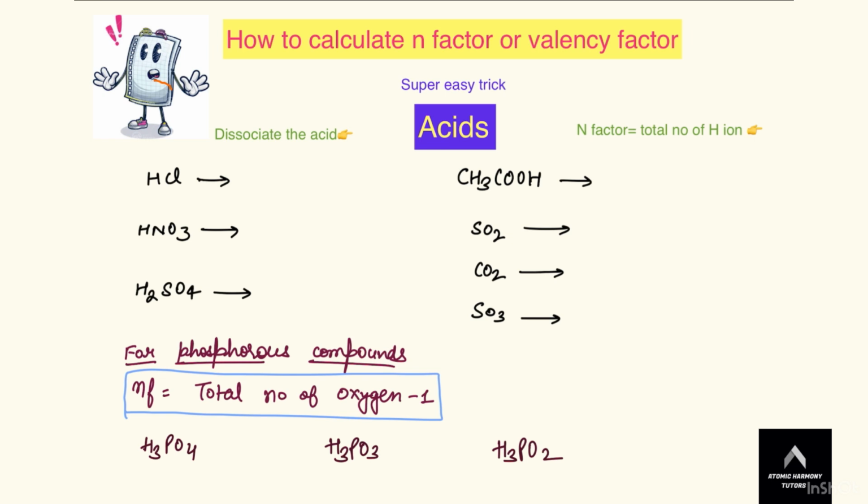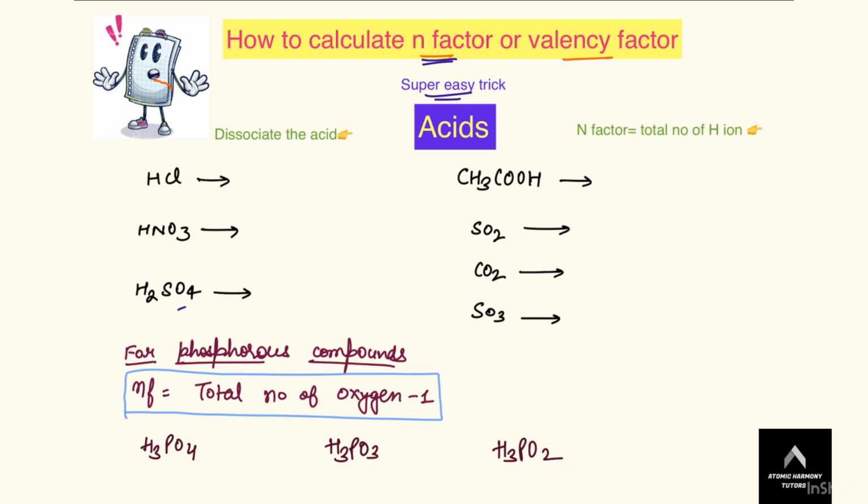So our today's class is about how to calculate the n factor or valency factor. You know very well that in the calculation of normality, molarity or Van 't Hoff factor, there is a requirement for calculation of the n factor of that compound. Students face great difficulty figuring out what the n factor is for NaCl, HNO3, H2SO4. So in today's class, we will discuss how to calculate the n factor with a very super easy trick. You can calculate this within seconds after this video. Hope this video will be helpful for you. Let's start without wasting any time.